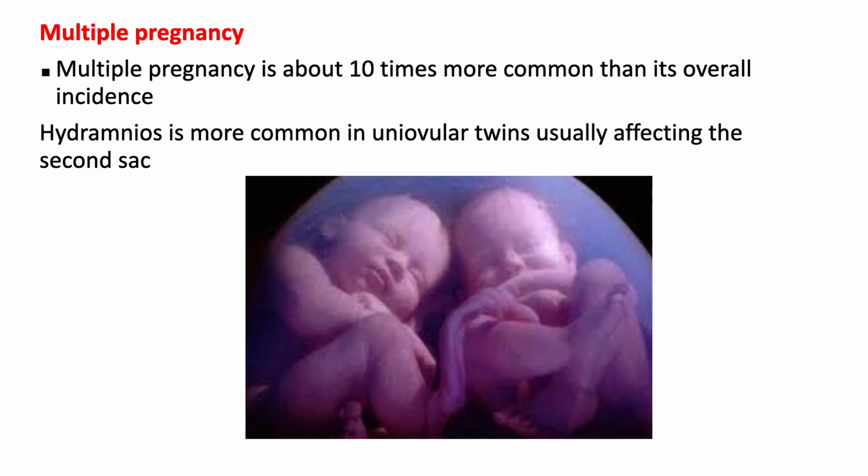The third cause is multiple pregnancy. Hydramnios in multiple pregnancy is about 10 times more common than its overall incidence. Hydramnios is more common in uniovular twins, usually affecting the second sac.